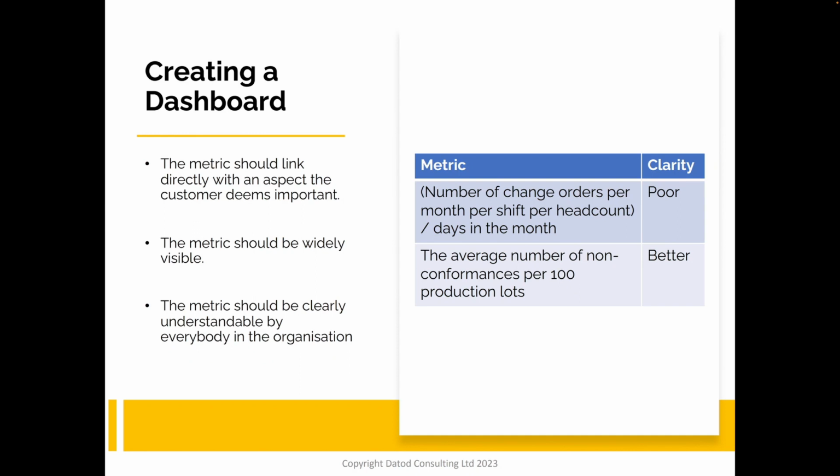Below that, you've got a slightly better metric in terms of the average number of non-conformance per 100 production lots. So that's much better. It's much simpler. It's basically how many for every 100 production lots, how many non-conformances did you get? So basically, it's a much clearer metric for the organisation to understand.